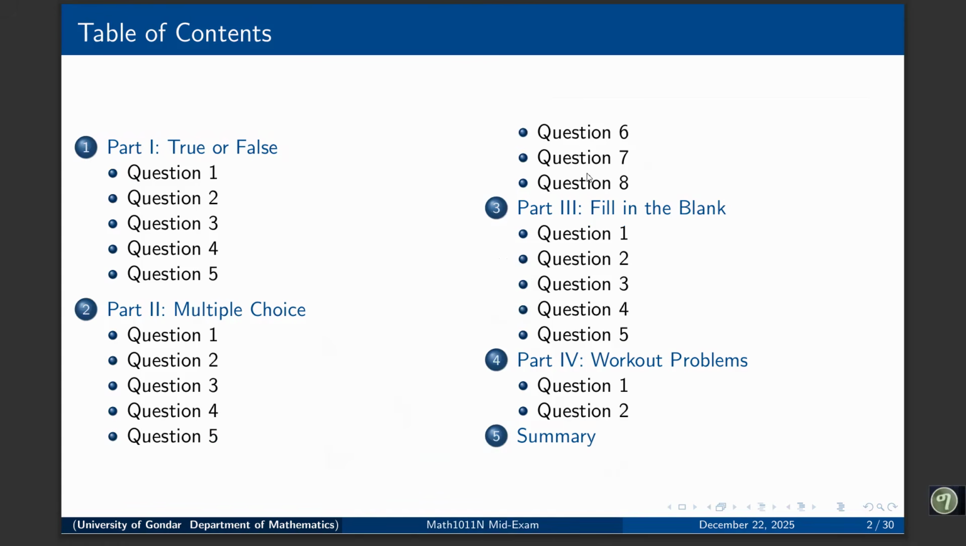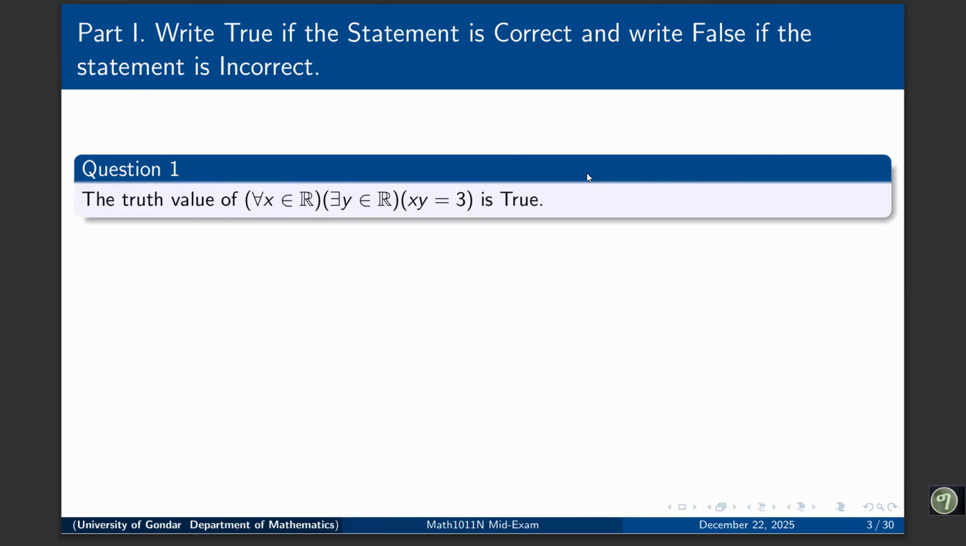This question paper contains about four question types or items. The first part is true/false items. The second is multiple choice items. The third is fill in the blank, and the last, the fourth part of this question paper, is workout problems containing about two problems. So when we proceed, the first question of the first part is this one.